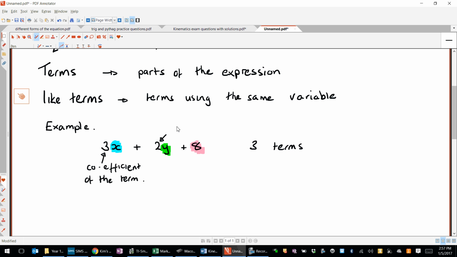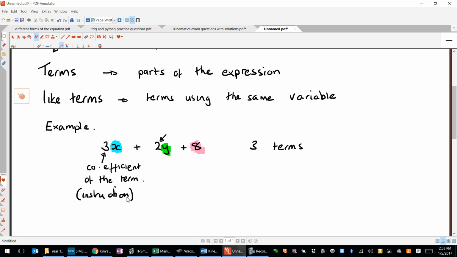Now, a lot of people get confused and they want to add the 3, the 2 and the 8 together. But you can't do that. And that's what we'll talk about when collecting like terms. Because the 3 is not a number, it's a coefficient. It's an instruction. So, a coefficient is, what's the definition?